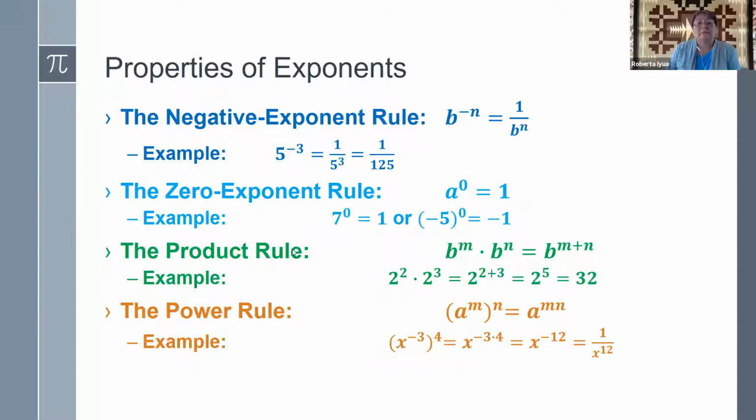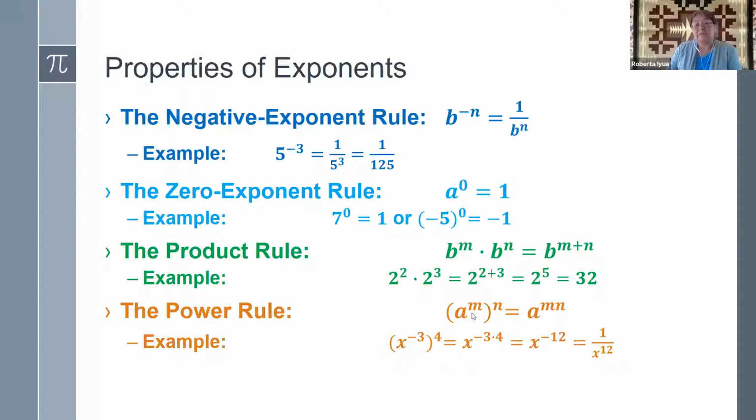Then the product rule, where b raised to the m times b raised to the n is equal to b raised to the m plus n. An example again: 2 raised to the 2 times 2 raised to the 3 is equal to 2 raised to the 2 plus 3. And we combine those terms, we get 2 to the 5, which is 32.